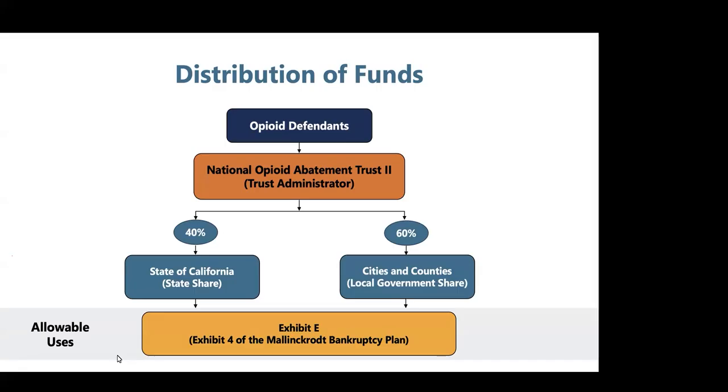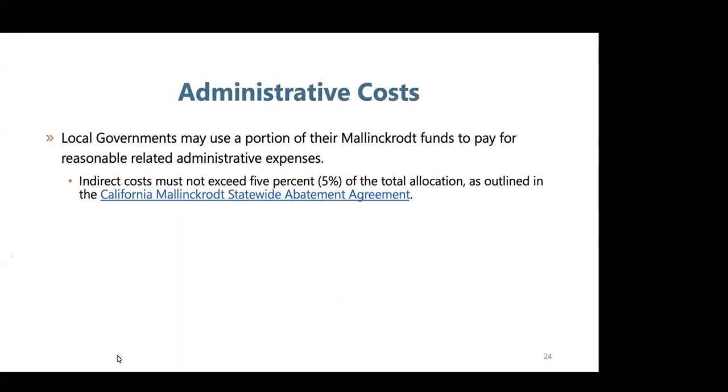Both of those fund types are restricted to, it's Exhibit 4 in the Mallinckrodt bankruptcy plan, but Exhibit 4 is identical to Exhibit E. So if I mention anything about Exhibit E, you can assume that's going to effectively have the same advice for Exhibit 4. Next slide.